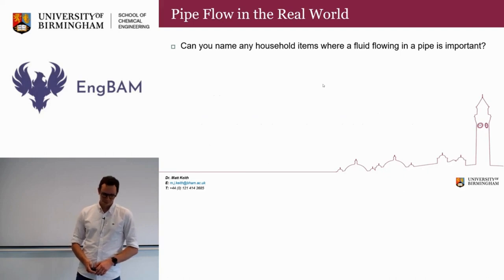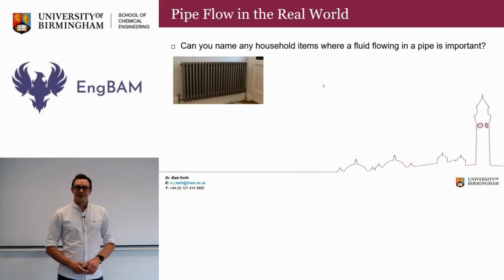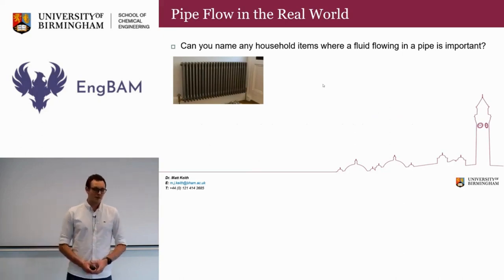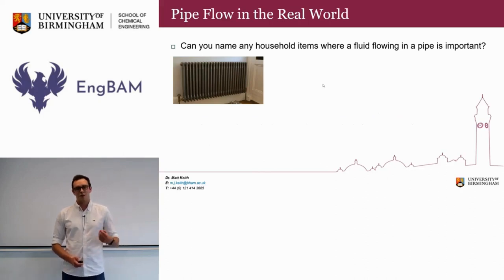If you'd like to at this moment, you can also pause the video just to give yourself a bit more time. Okay, I had a think about it, and the first thing I thought of was a radiator. Most households will have some kind of central heating system where hot water is heated and it's transported around a house. So of course we need to understand how that hot water is flowing through all the pipes in our houses.